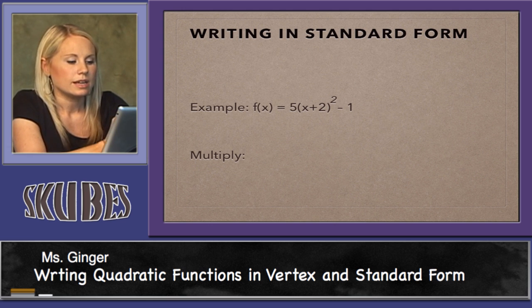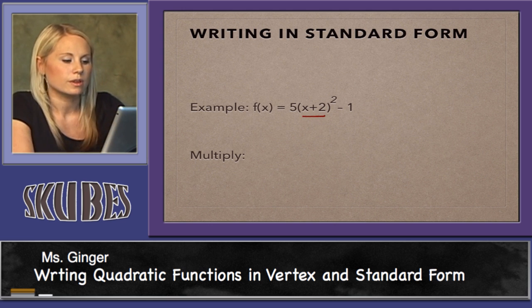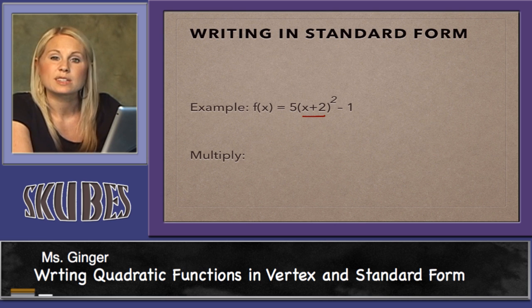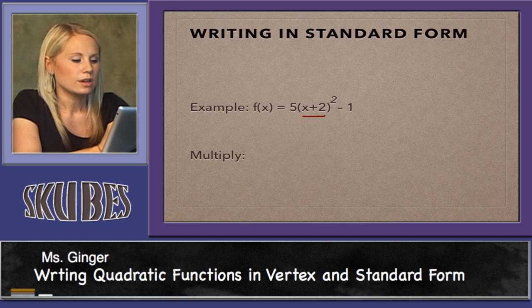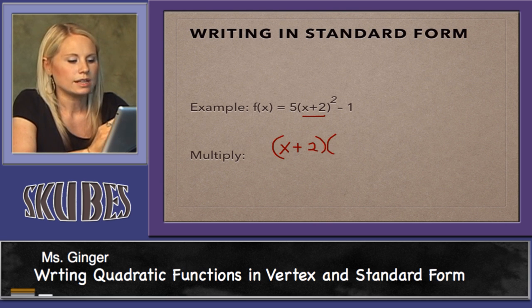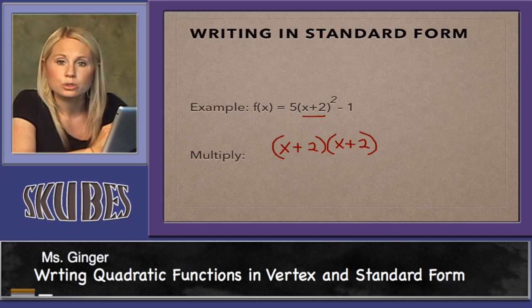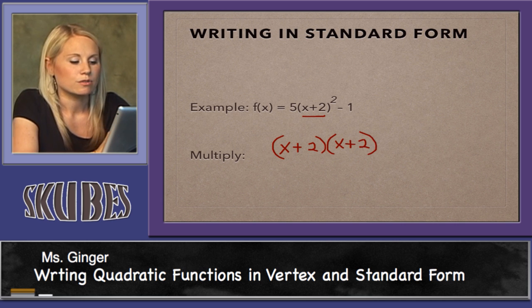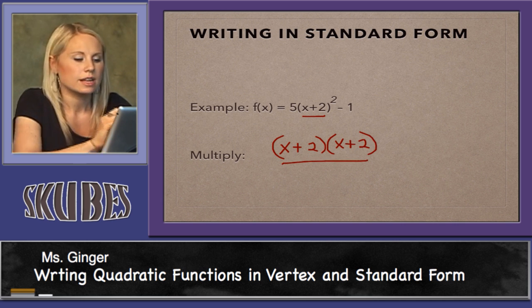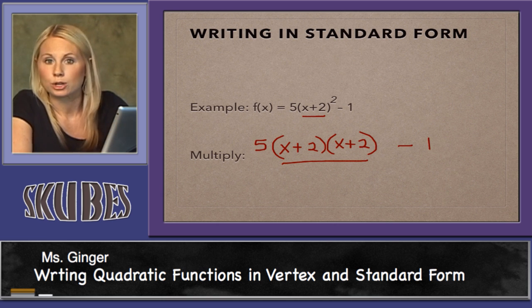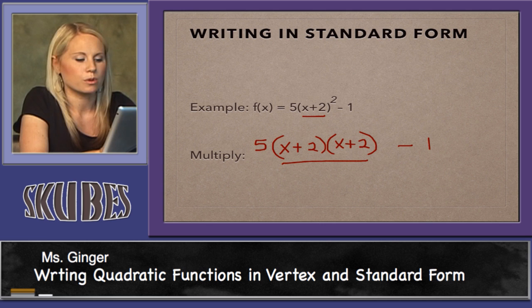First thing we see is that we have a group of x plus 2 squared that needs to be taken care of first. So I'm going to come and expand that using FOIL. x plus 2 squared means that I have x plus 2 times another x plus 2. So I'm going to have to FOIL that piece of it, and then I'm going to distribute in my 5, and then finally subtract my negative 1. So let's work on foiling the x plus 2 squared.